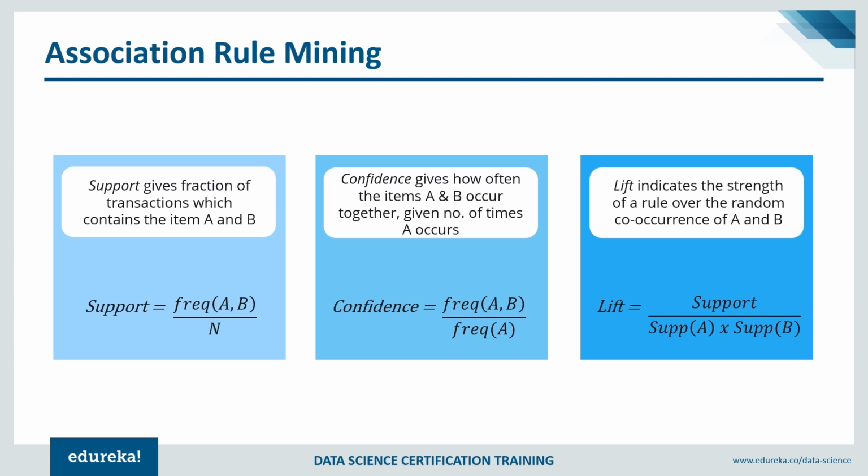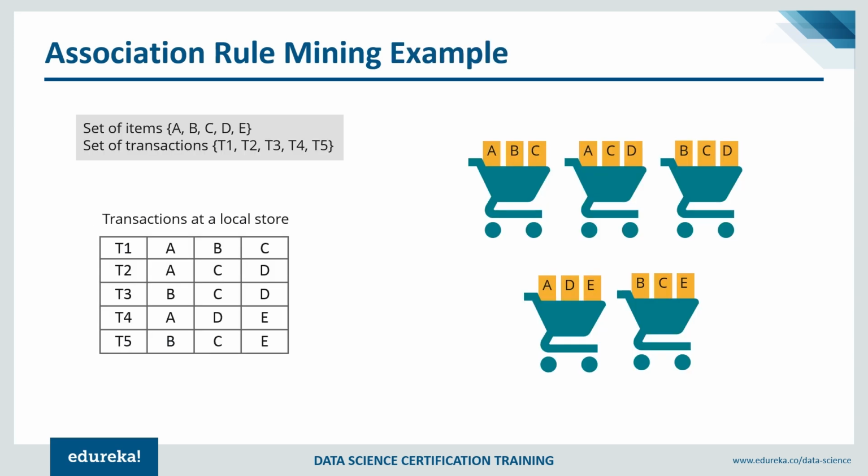So suppose the value of lift is more. That implies that the rule which we get is strong and it can be used for later purposes. Because in that case, the support A times support B value, which is the denominator of lift, will be low, which in turn means that there is a relationship between the items A and B.